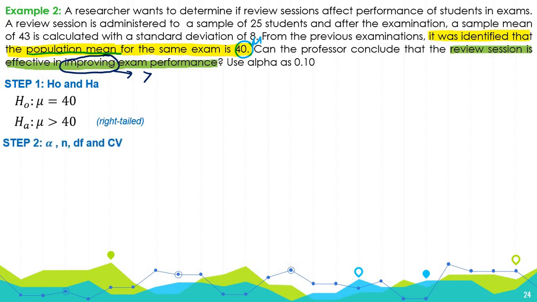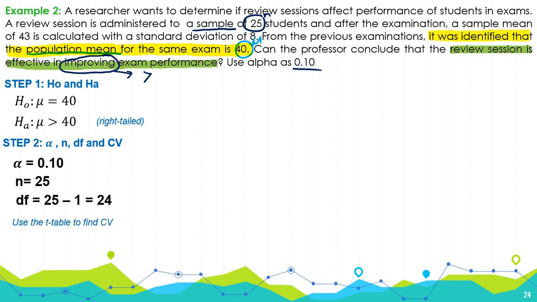For step 2, identify alpha, N, DF, and CP. So alpha here is 0.10, obviously. It's given. N is 25 because a sample of 25 students were selected. And then for the DF, that's 25 minus 1 equals 24. Then afterwards, we use the t-table to find the value of CP. So again, it's right-tailed and alpha is 0.10, DF is 24.